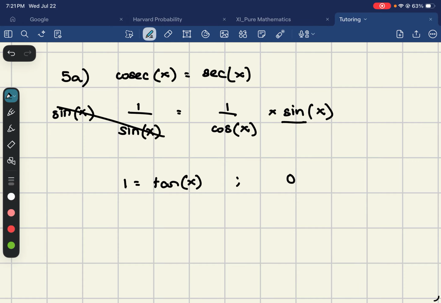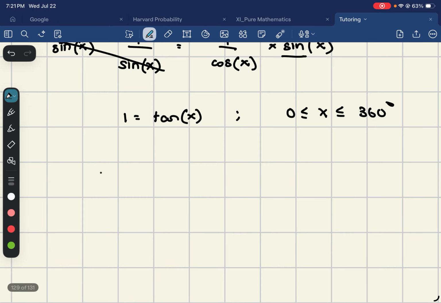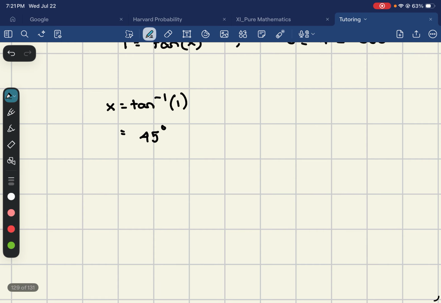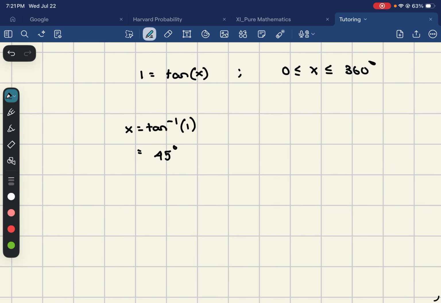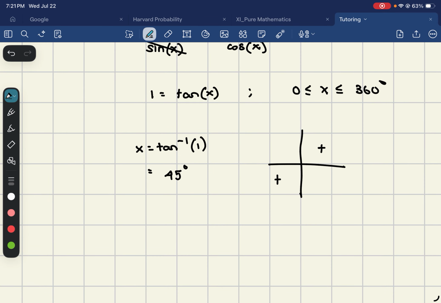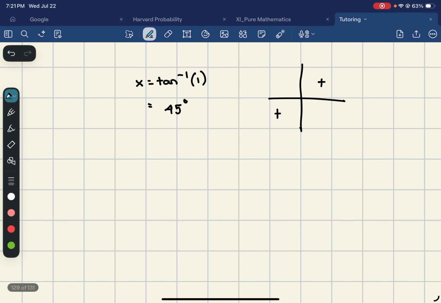And remember, our x is between 0 and 360 degrees. Alright, so tan x is equal to 1. And if you do x is equal to tan inverse of 1, you are going to get, in degrees, 45 degrees, because tan 45 degrees is equal to 1. Now how do we get the other answer? Because tan is positive in the first quadrant, and it is positive in the third quadrant. So how do we get the third quadrant answer?